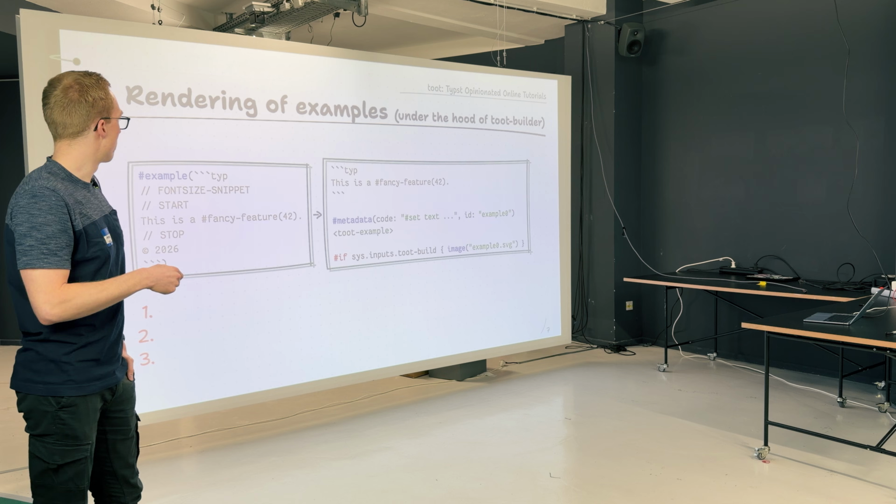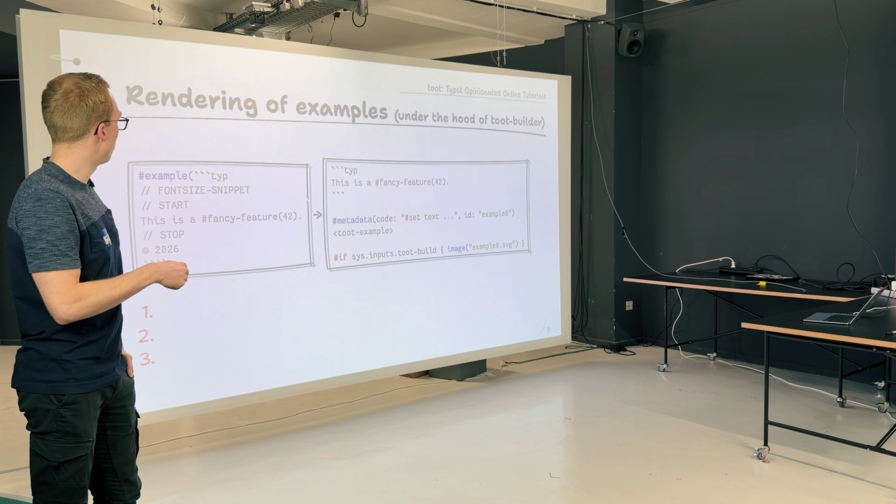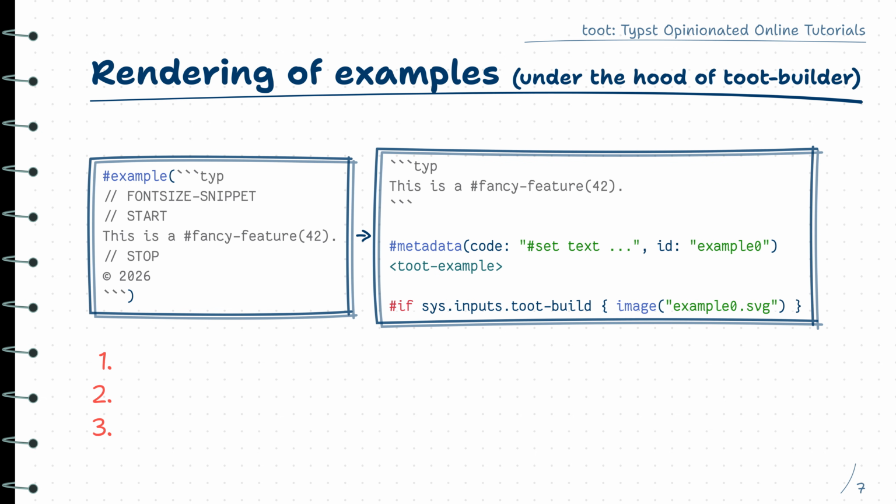And now what happens with this? So the example function gets expanded to this thingy here. So first we have just a code block containing only the code that's actually relevant for the reader later on. So only what we had between start and stop here.